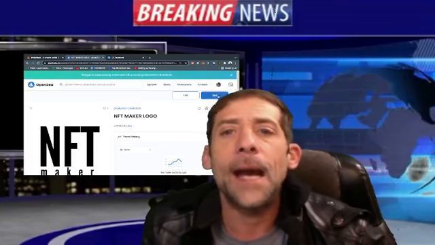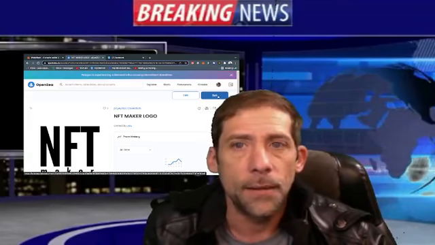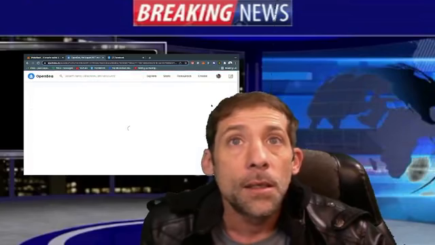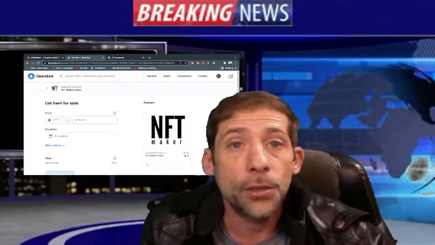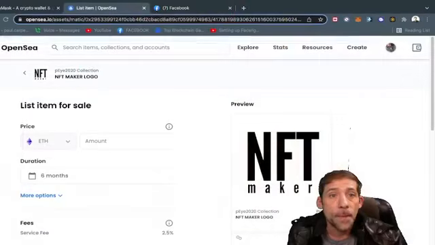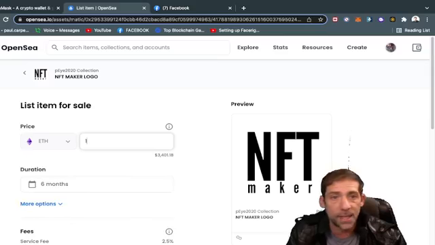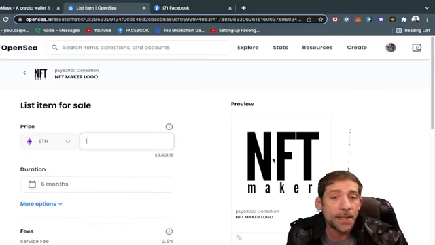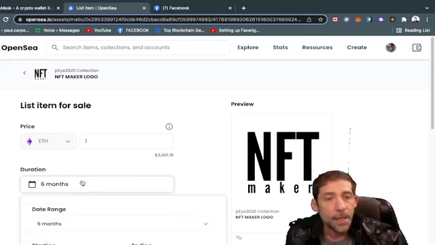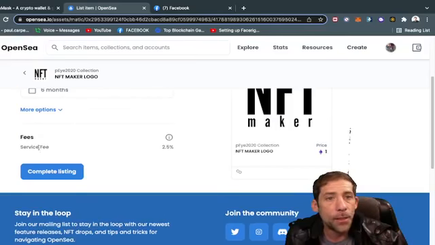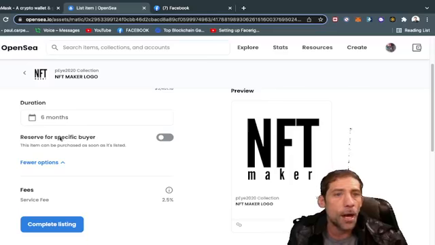And then I can now sell my NFT. Here is where I can actually put in the price. I'll show it to you so you can see that close up. Here I can place the price in Ethereum. I want to sell it for 1 Ethereum. That means this logo is going for $3,401. I will leave the duration up for 6 months, and then there are more options here.